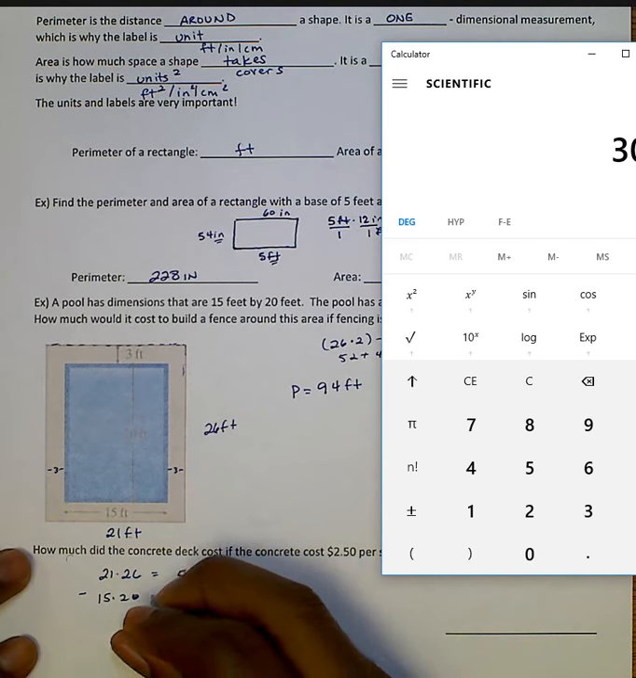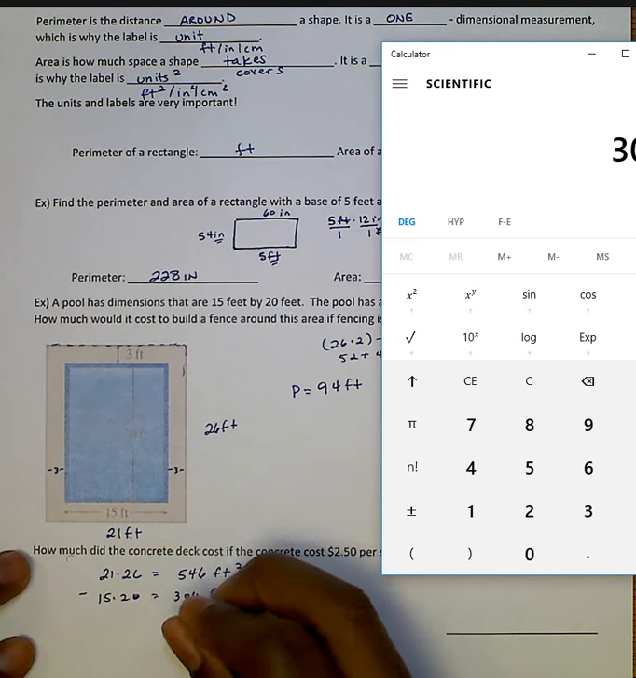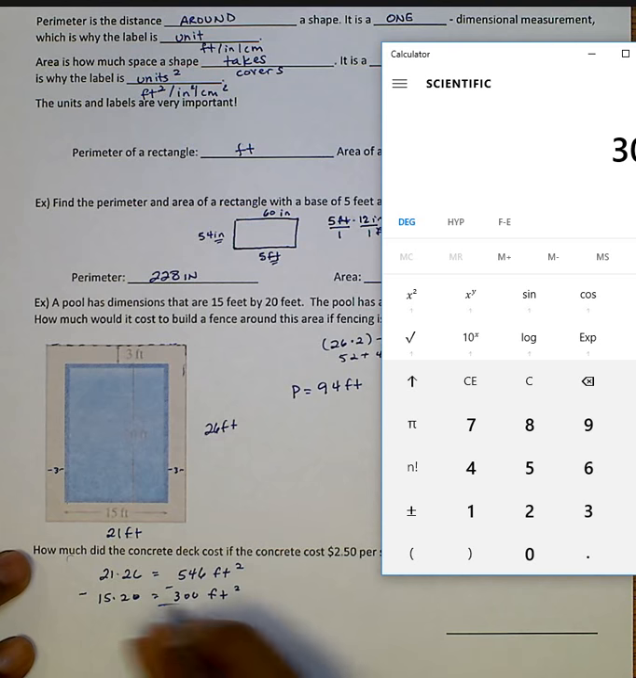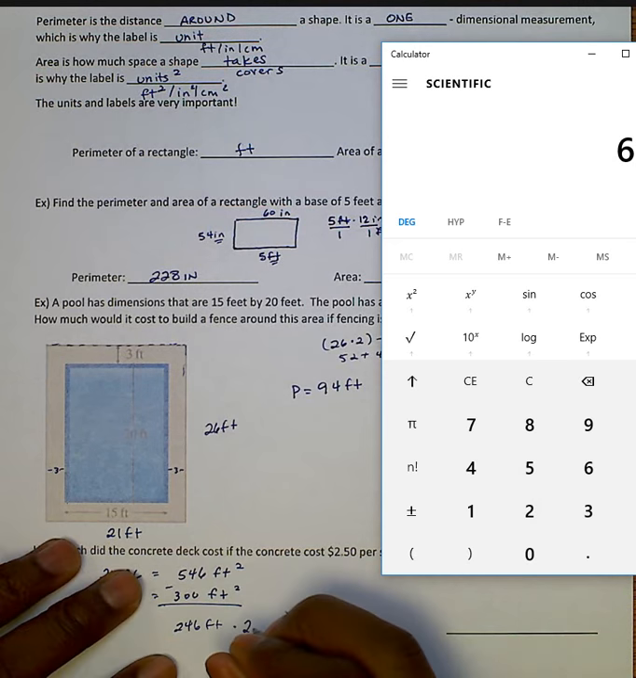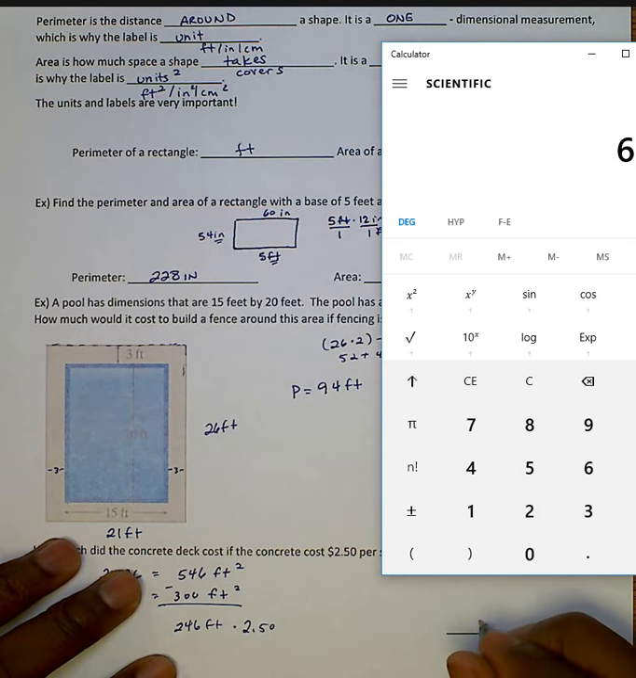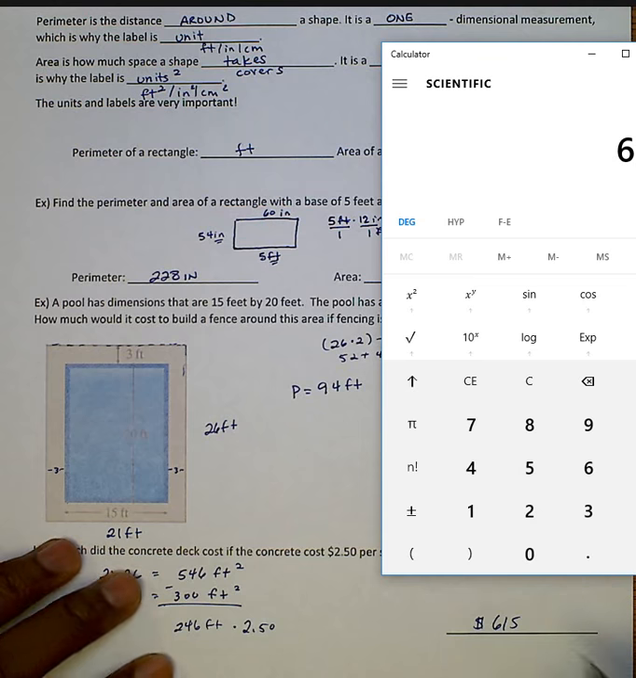It's 300 feet squared. And so the concrete covers 246 feet squared. If it costs $2.50 per foot, let me make sure I type that in right. One more time. 246 times $2.50, $615. All right. So that would cost $615 to lay the concrete.